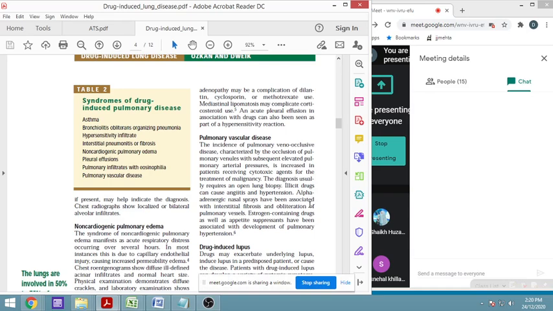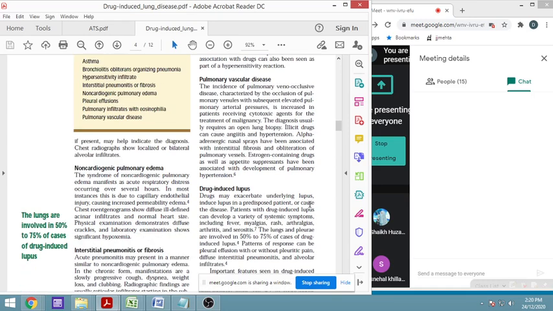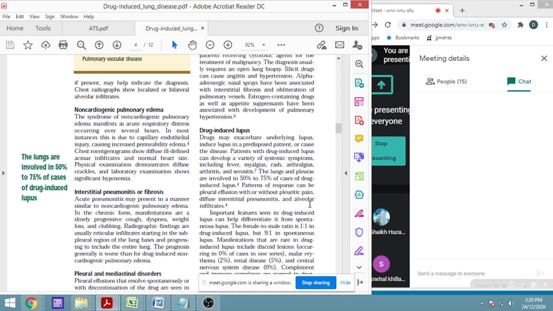We have already seen alpha adrenergic nasal sprays. If you remember, we called them xylometazoline, etc. So these are all drugs which are acting on the alpha 1 receptor. Estrogen containing drugs and other appetite suppressants have also been associated with pulmonary hypertension. So these are various drugs which are causing pulmonary hypertension and other effects.